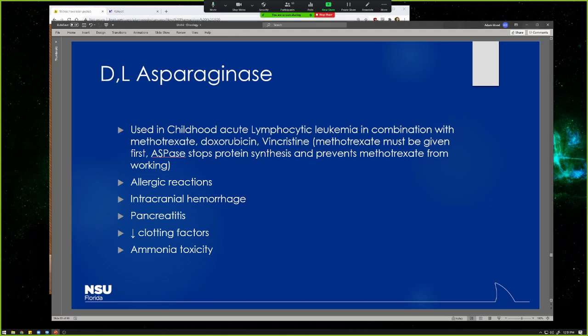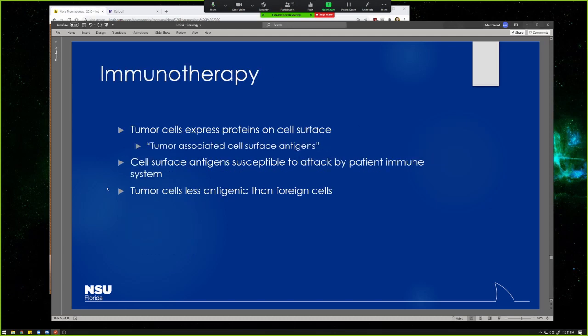In terms of toxicity, you can see here they can be numerous and sometimes quite serious. So, for instance, you can see intracranial hemorrhage, pancreatitis, and bleeding issues due to depressed clotting factor production, all of that. So again, not a completely benign drug by any means, but very effective for the leukemias that it's effective for.